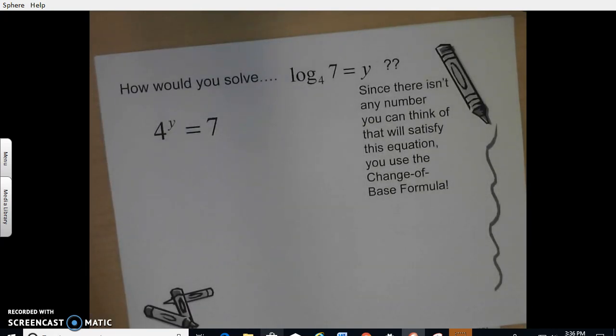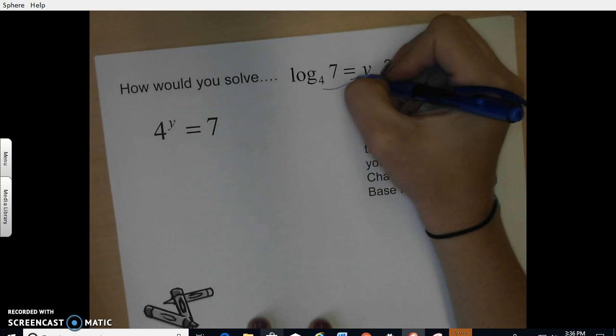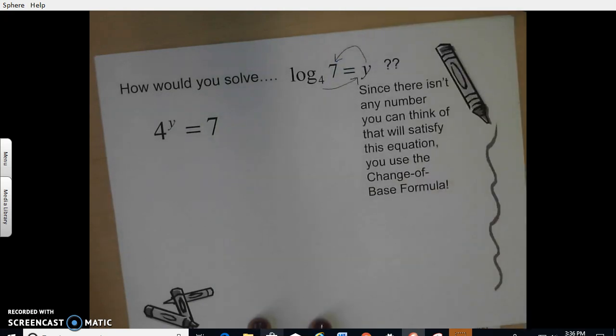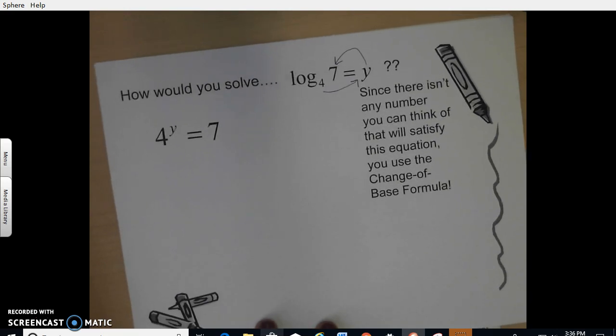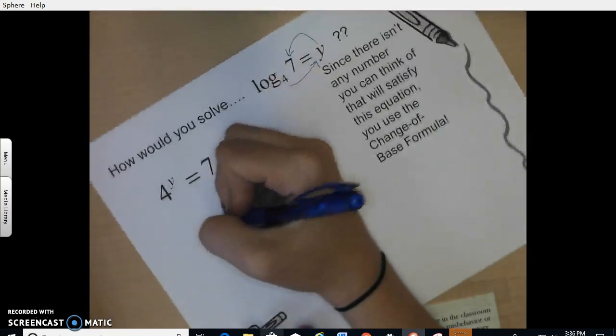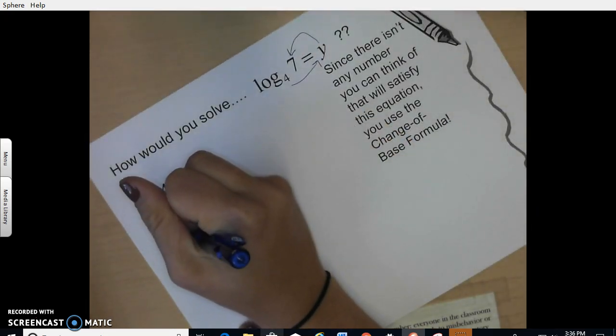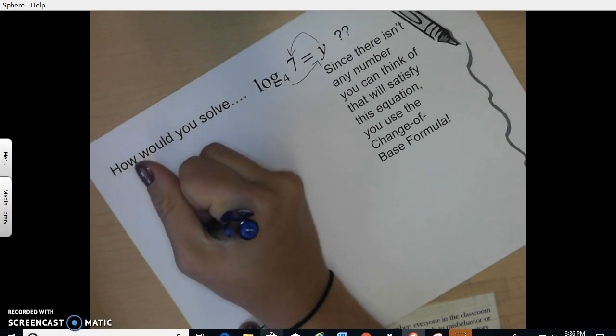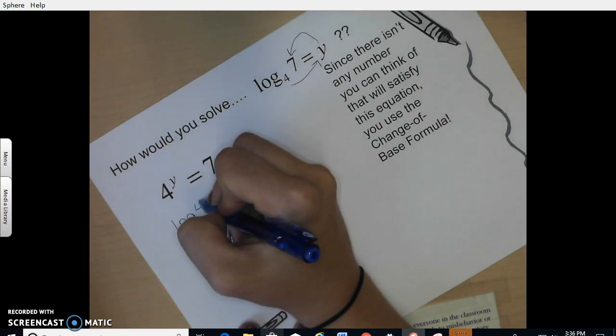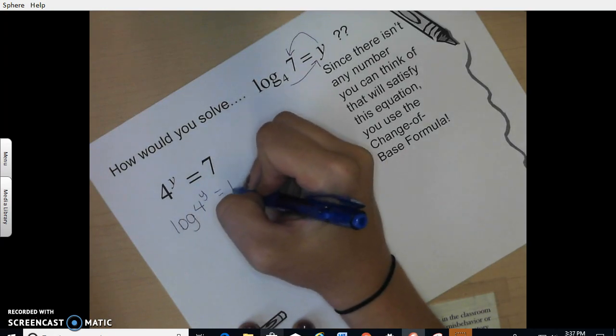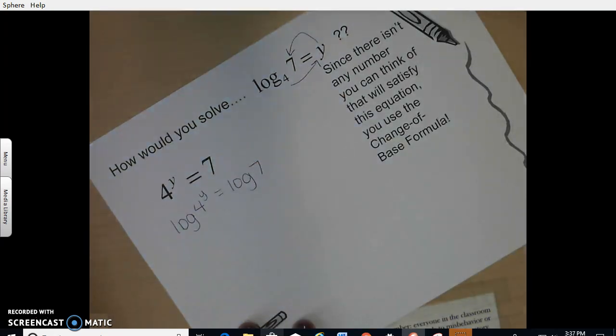How would you solve? Log base 4 of 7 is equal to y. Well, if we wrote this in exponential form, 4 to the y power is equal to 7. I have no idea what power I could raise 4 to get 7. Therefore, I could do the log of 4 to the y power is equal to the log of 7. So I logged both sides.